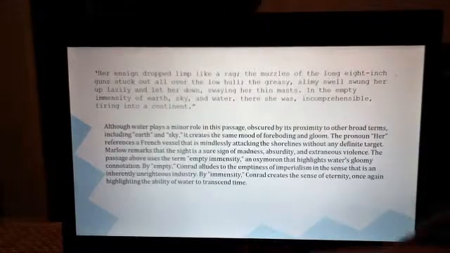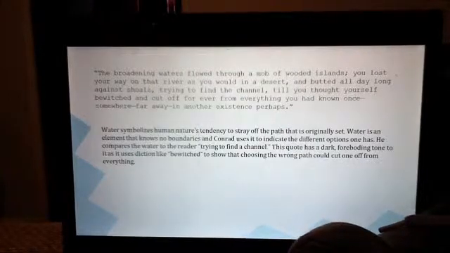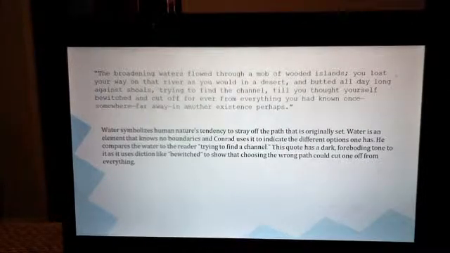So this next quote is one of Conrad's deeper psychological quotes, and it starts with, "The broadening waters flowed across a mob of wooden islands. You lost your way on the rivers as you would in the desert, and butted all day long against shoals trying to find the channel, till you thought yourself bewitched and cut off forever from everything you had known once somewhere far away in another existence, perhaps."